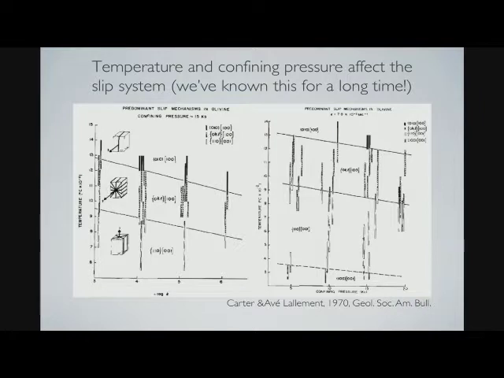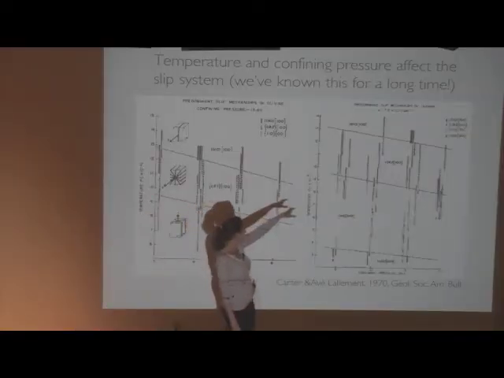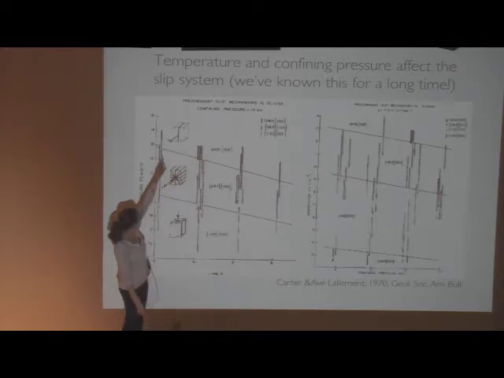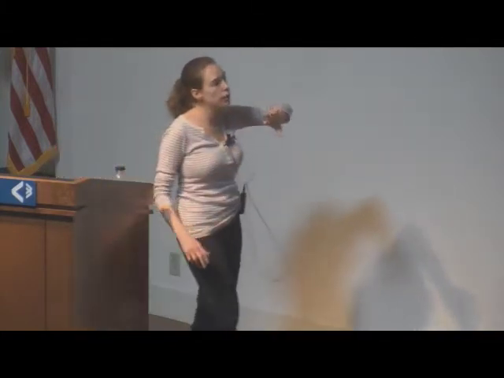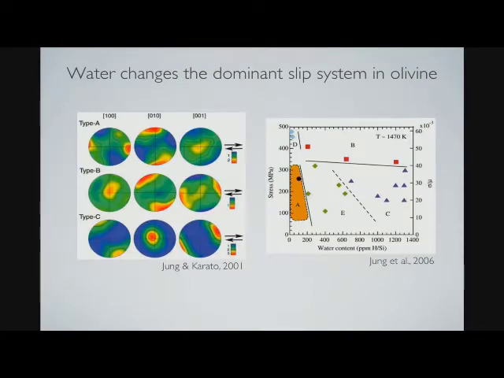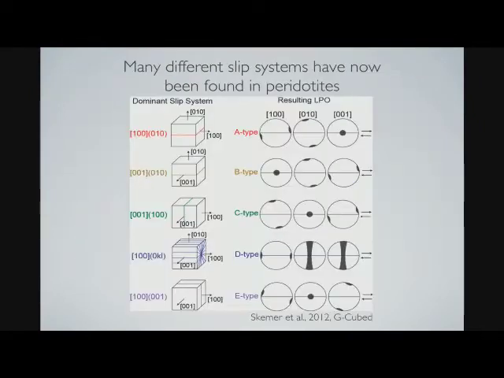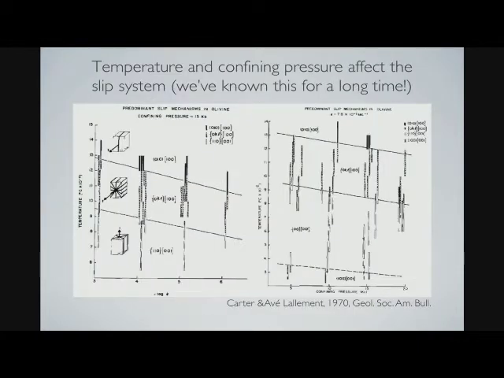So this is a very classic paper by Carter and Avé Lallemant from 1970. And they had what you could almost call the previous version of that Jung and Karato diagram, which is showing that the dominant slip system in olivine changes as a function of temperature and strain rate, and also as a function of the confining pressure. Right. So this here is the type A or easy slip system. This, I think, is the type D. And so actually, I think the consensus now is that this diagram is one way of looking at the data, but there are other things that matter. And two of those go back to this very early work in 1970, which is that the pressure and the temperature should also be playing a role.